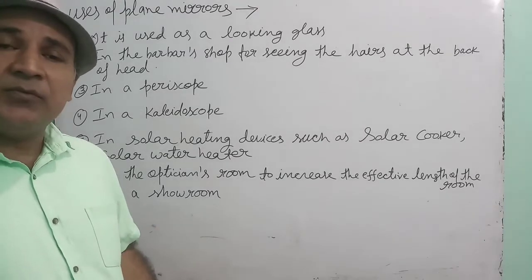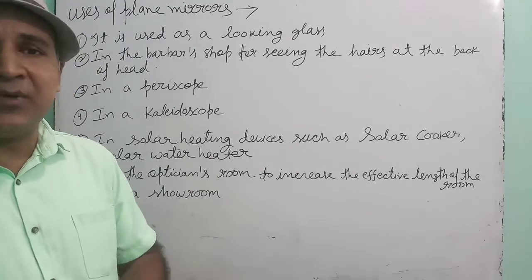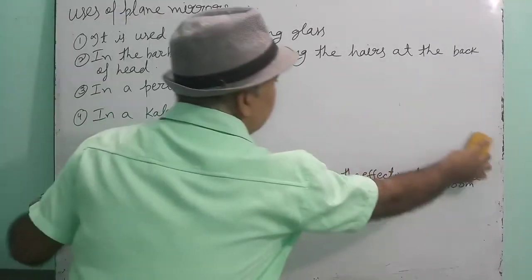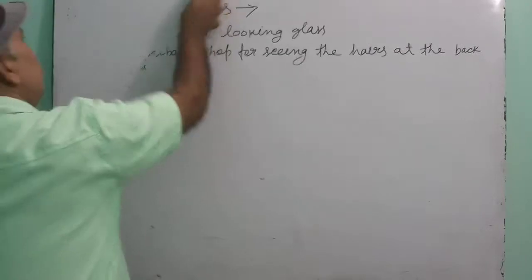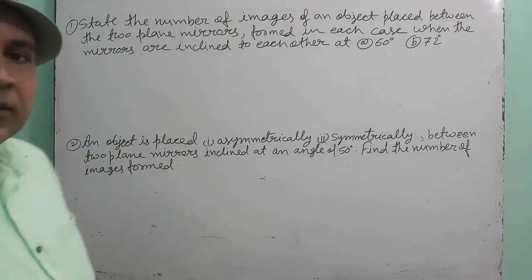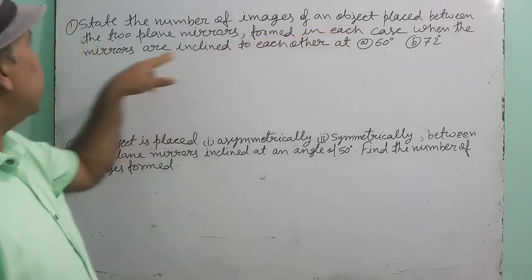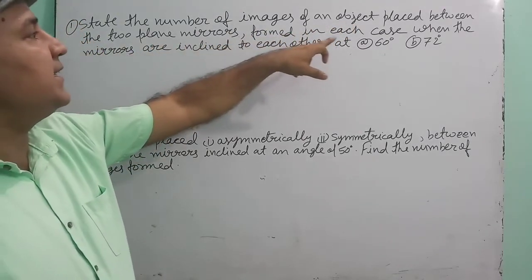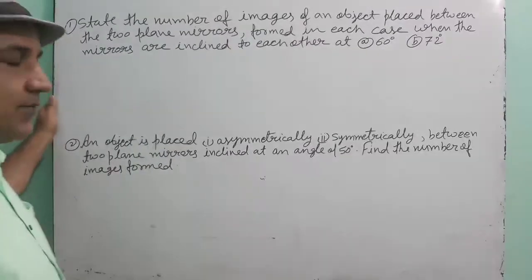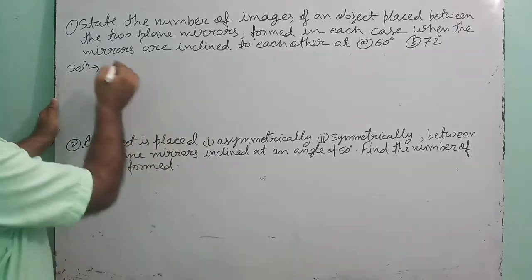Now in the next turn we will start your spherical mirrors. But before that, today we will solve some numericals also. So be ready for the numericals. See the first numerical. State the number of images of an object placed between the two plane mirrors formed in each case when the mirrors are inclined at each other at 60 degree and then 72 degree. So see how to find the answer.